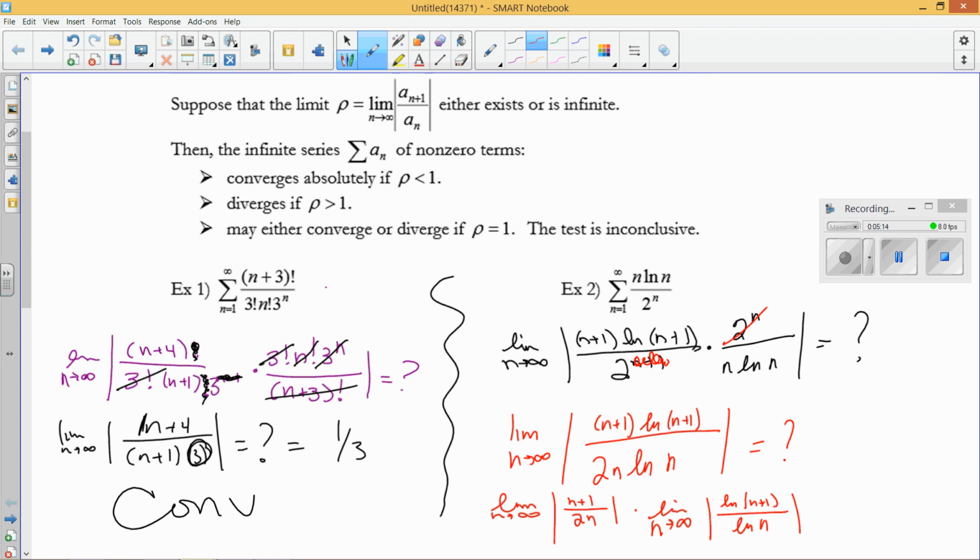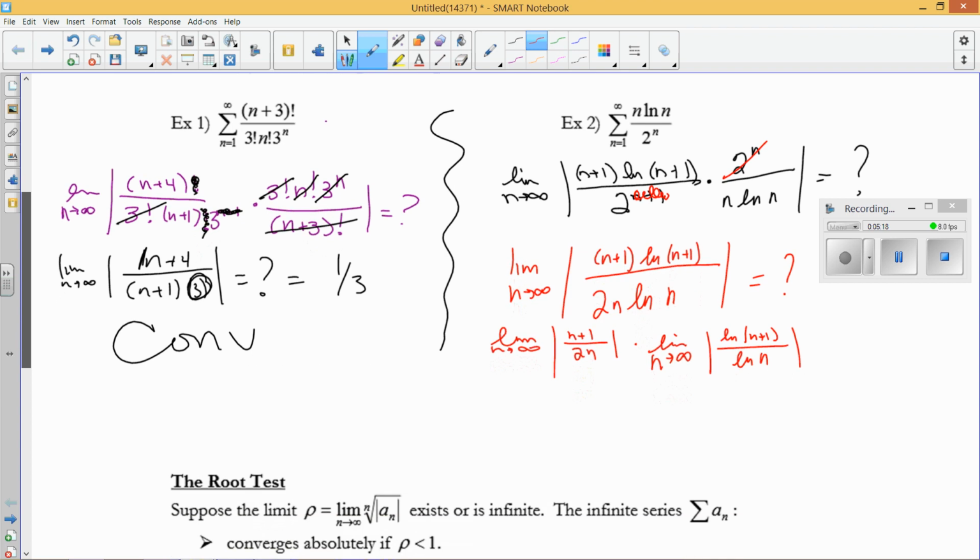So then, let's see. The limit as n approaches infinity, let me scroll down here, of (n plus 1) over 2n, this guy becomes 1/2 because of that whole degree rule. And then this guy over here becomes, well, infinity over infinity. So I'm going to just hop over to the side and do a L'Hopital.